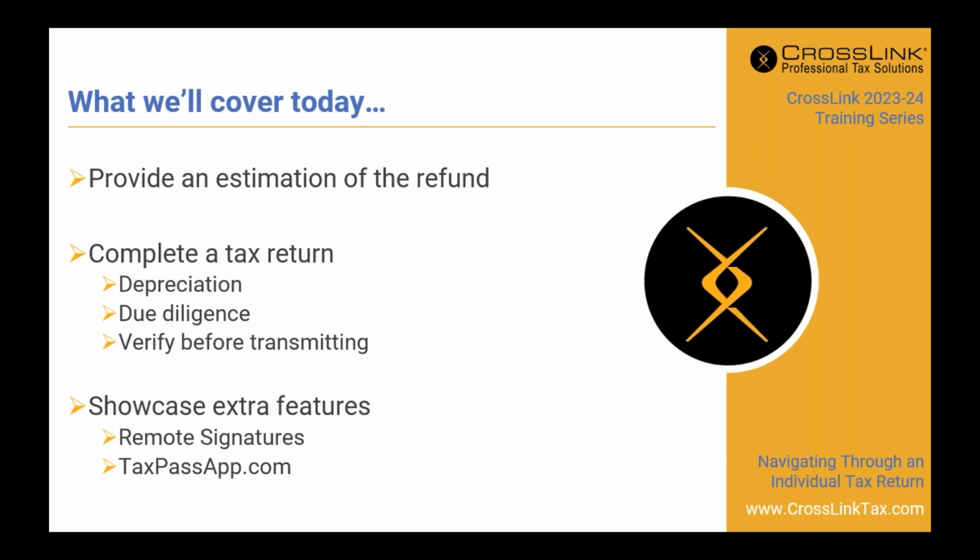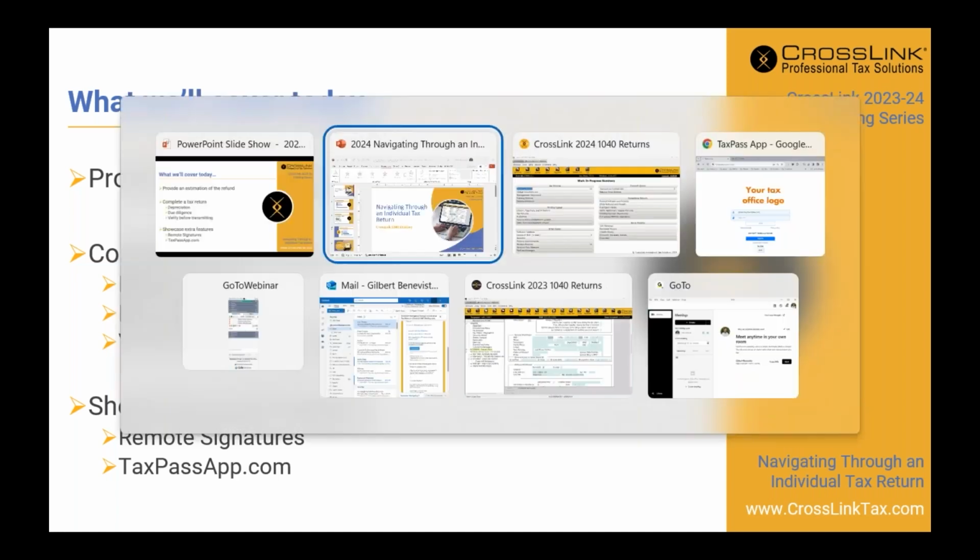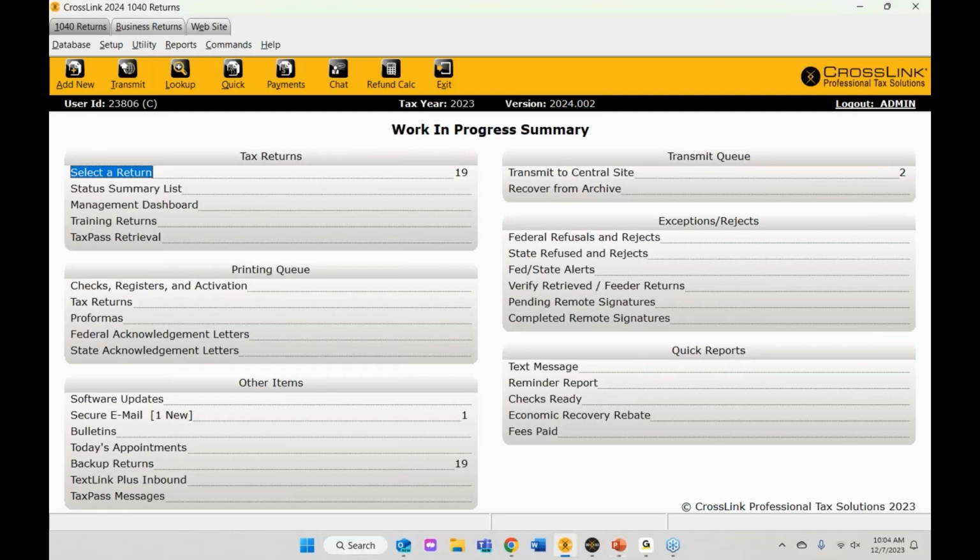Well, we have lots to cover. I want to maximize your time today, so let's get right into the software and start working. I'm going to open up the brand new CrossLink 2024 software for tax year 23. Here we are in the work in progress summary. This is the first screen that you see when you launch the software, when you log in to the program.